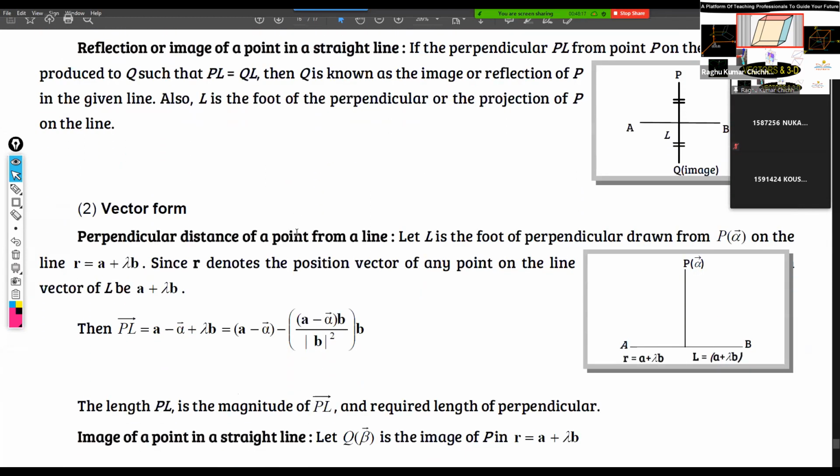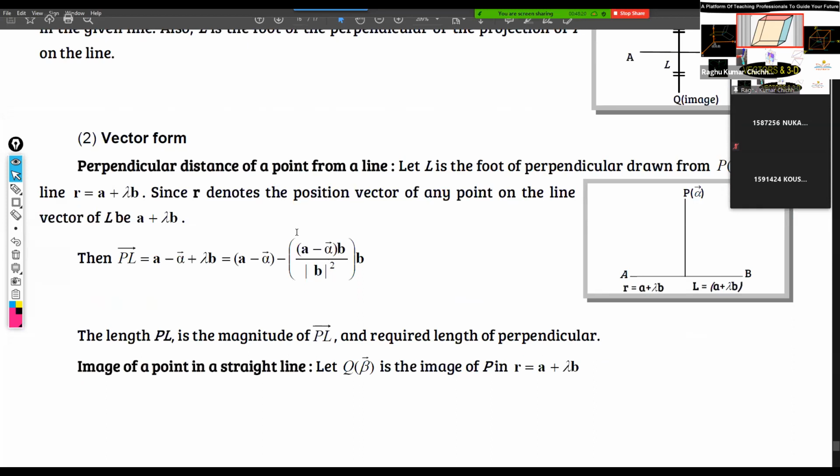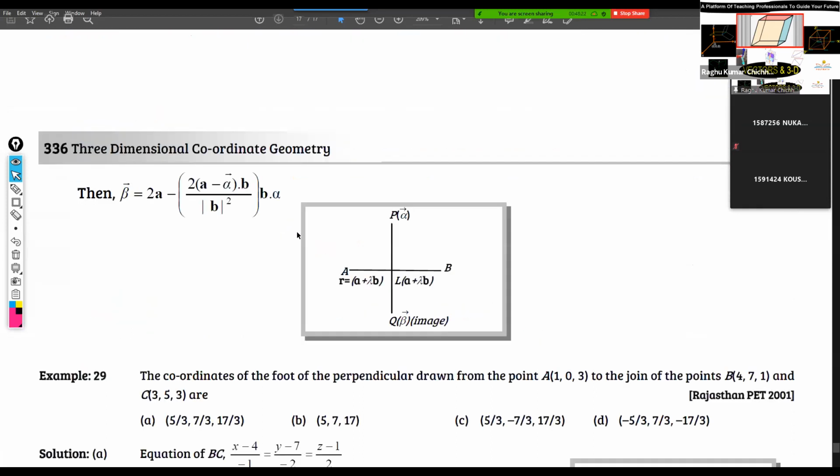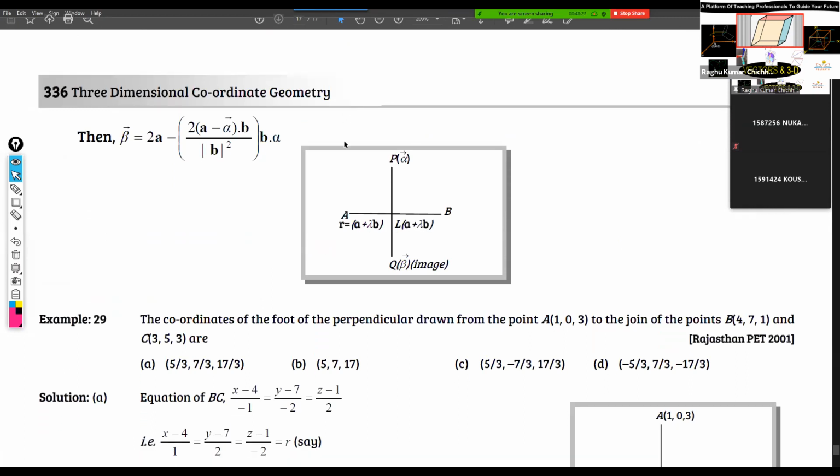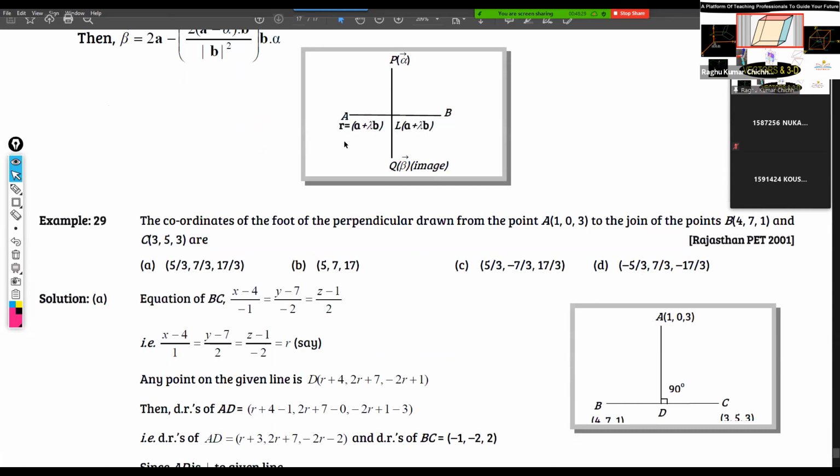AB is the line mirror, and P and Q are the images of each other. Okay. Now the perpendicular distance also can be found out using the foot of the perpendicular. We will be doing the problems instead of seeing the theory here. Just see the question here, please. This is important in two-dimensional geometry and as well in three-dimensional geometry. The coordinates of the foot of the perpendicular drawn from the point A(1,0,3) to the join of the points B(4,7,1) and C(3,5,3).